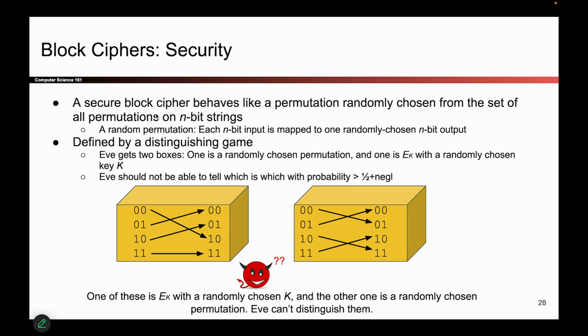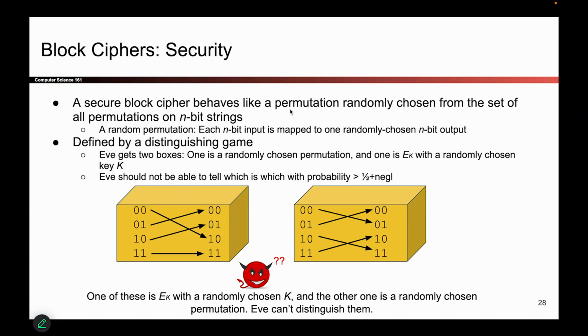So remember, the idea behind security is Eve doesn't know K. And if she doesn't know K, she shouldn't be able to reverse and decrypt any messages that she receives. She shouldn't be able to learn anything about the original input. So the way that we are going to check whether or not a block cipher is secure is we're going to play another little game. In security, there are all these little games that people use to check whether or not something is secure.